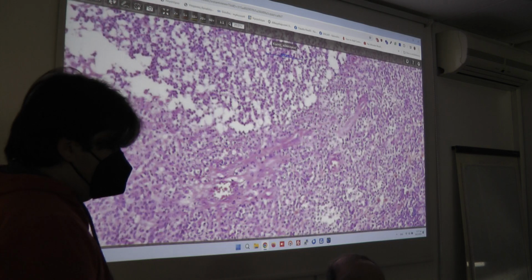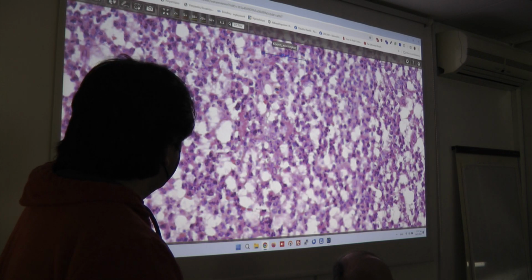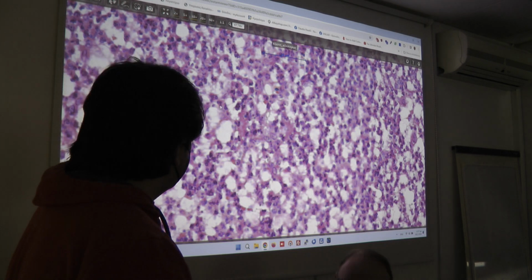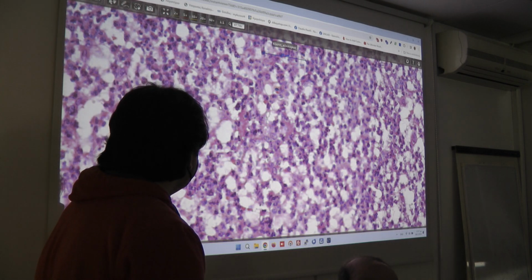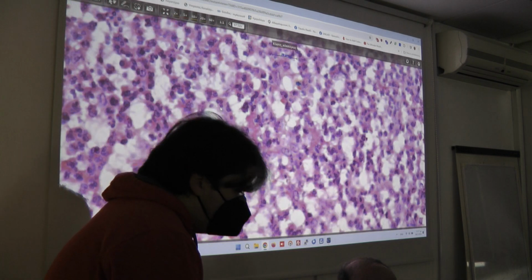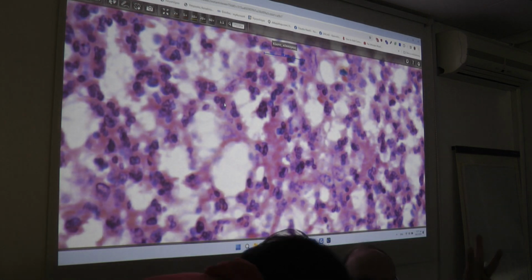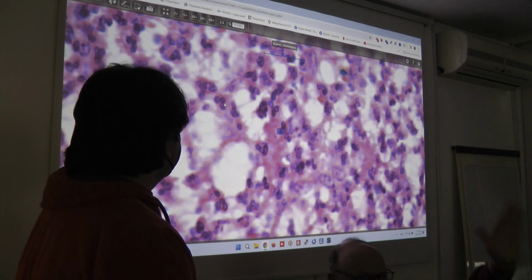Now, can you identify these cells? Have a look. What is this cell? Mononuclear. It's not mononuclear, it's a neutrophil. Have a look at the lobulation. See here the lobulation? It's like having three nuclei. No, it's one nucleus, but it's lobulated.